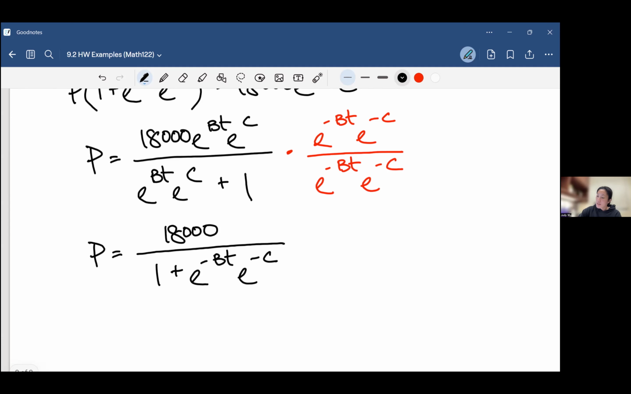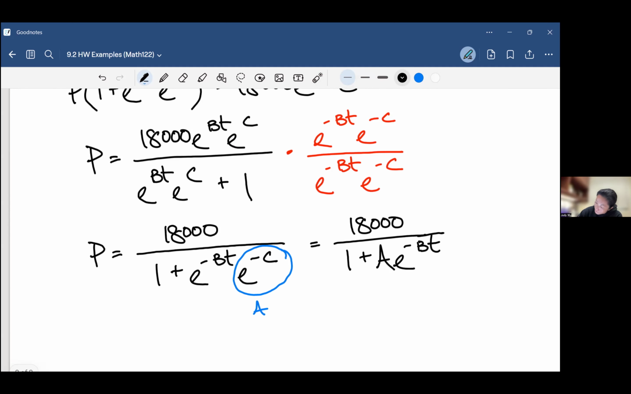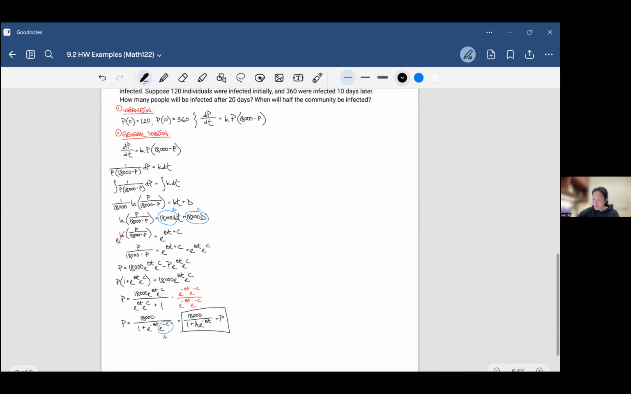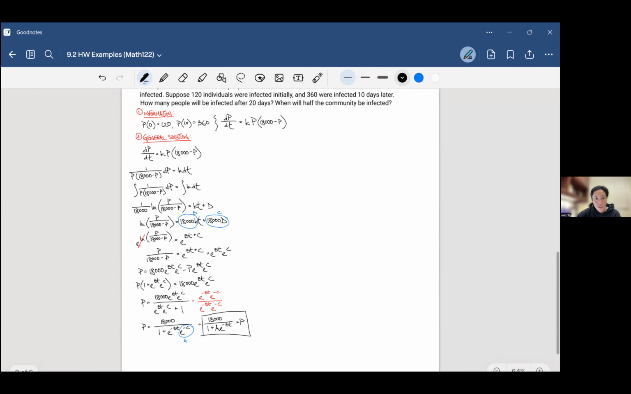Plus, I'm going to have e to the negative bt, e to the negative c. Okay. Now we're going to make one more substitution. We're going to let e to the negative c, we're just going to call that A. And so that's going to give us a general solution of 18,000 over 1 plus A e to the negative bt. Okay. So here is our general solution. Let's kind of squeeze it all back in. Look at all that work we did, but all of that is for our general solution. Now that we have our general solution, we got to find our particular solution using our initial condition, okay?